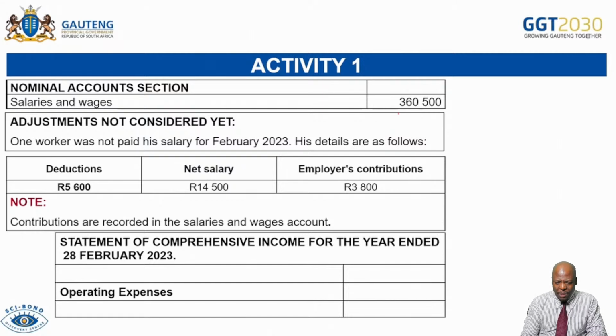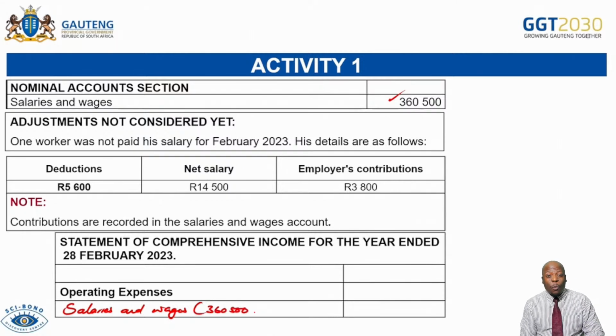So let's do the first thing. Always remember, we open brackets. So I'm coming here and saying salaries and wages, and I open bracket, that is 360,500. All right, we're going to take a quick 2-minute break, and immediately after the 2 minutes, we're going to continue with our salaries and wages adjustment.